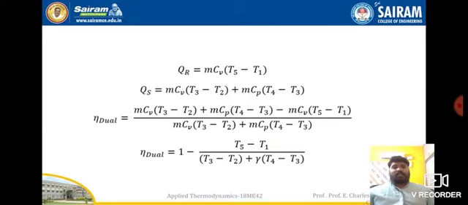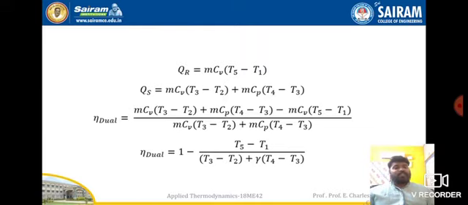Next, coming to heat supplied. If you look at the diagram, there are two heat additions. One is between 2 to 3, another is 3 to 4. So we have to write these two things. How to write this? The 2 to 3 process is constant volume. That's why Q_S = m C_V (T3 − T2).